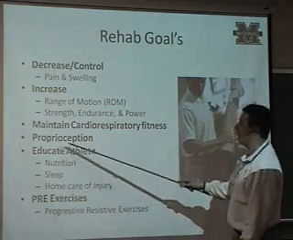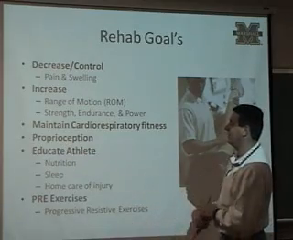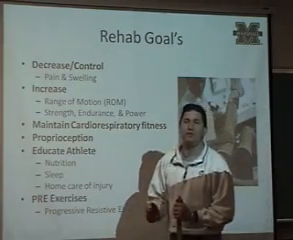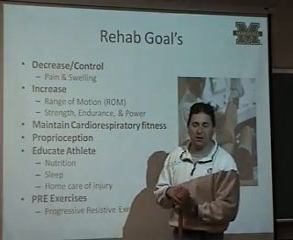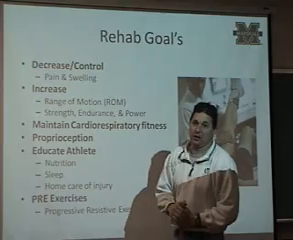And we have to retrain proprioceptors. When you sprain an ankle, you injure proprioceptors. If you jump for a rebound, if you don't retrain them, you don't know where your foot's at in space, and you may land and sprain your ankle again.